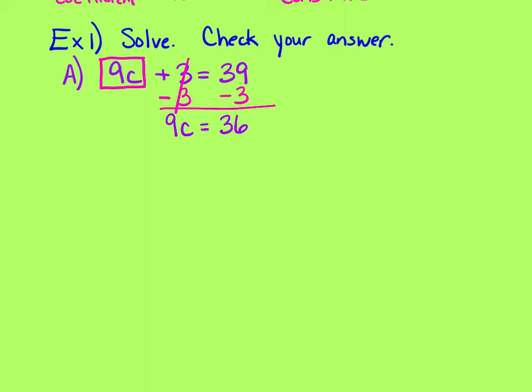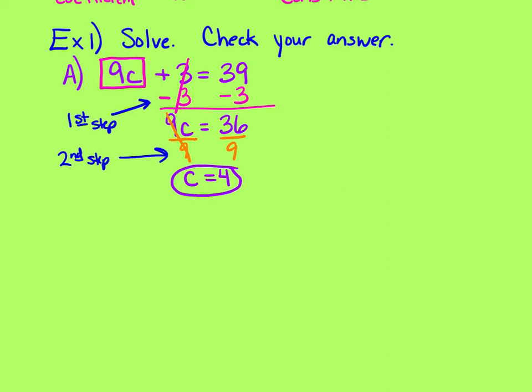Now we have 9 times c. We want to undo multiplying 9 by dividing both sides by 9. 9c divided by 9 is 1c, or just c. 36 divided by 9 is 4. So we've solved this. Notice that it had 2 steps. Our first step was subtracting 3 from both sides. And then the second step was dividing 9 from both sides.